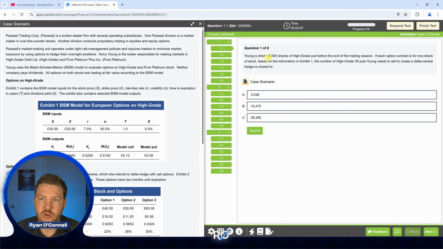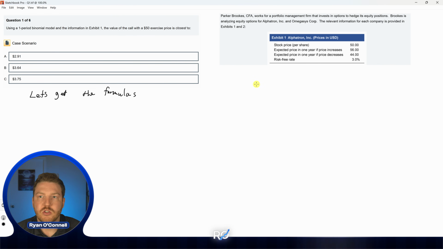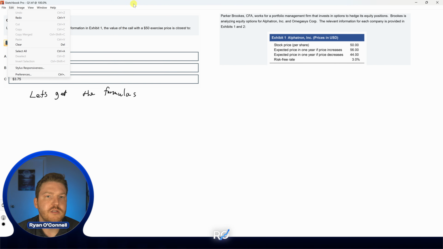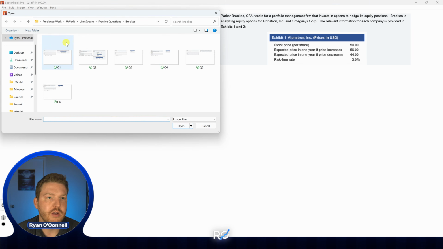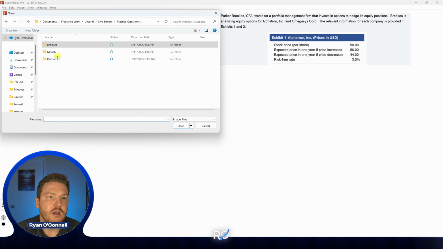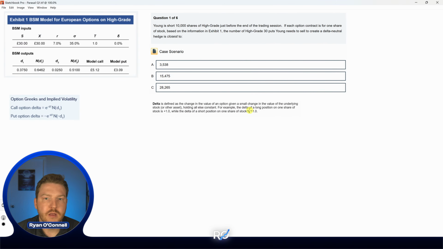We know that he's short 1,000 shares. So I've prepared something over here. No, let me open up the exact one that we're going to need real quick. This one here. Okay. So if they're short 1,000 shares, basically every single share is going to be equivalent to having a delta of 1.